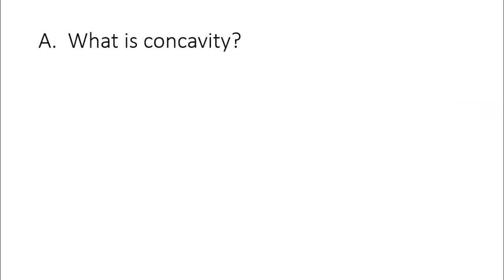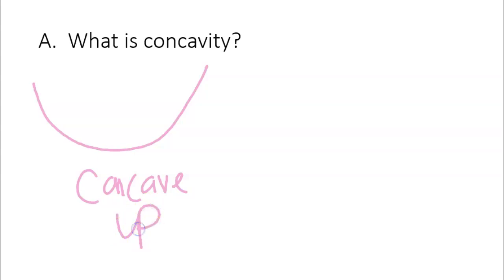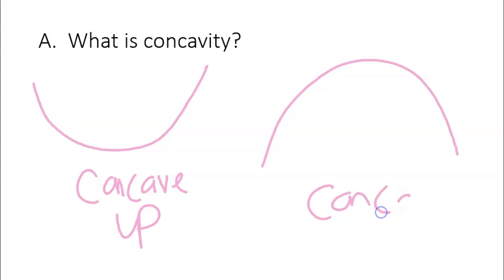Okay, let's go ahead and move on to our new topic for today, something called concavity. Concavity talks about the direction an object is bending, okay? So an object can be bending upwards. This would be what we call concave up. Or it could be bending downwards, concave down.